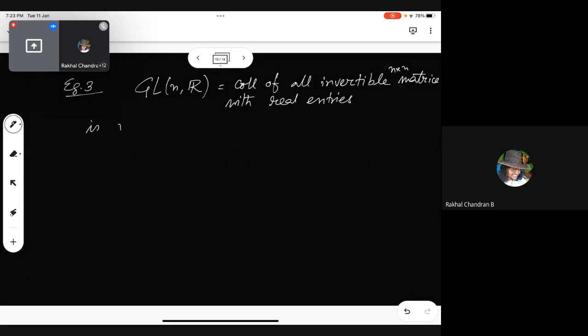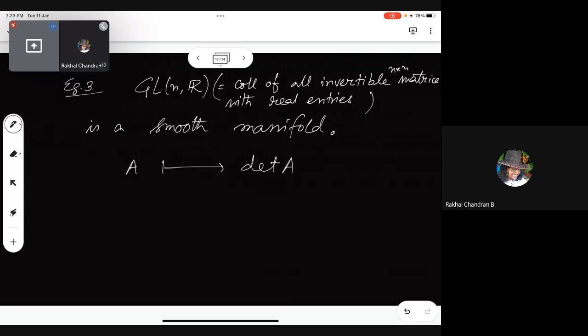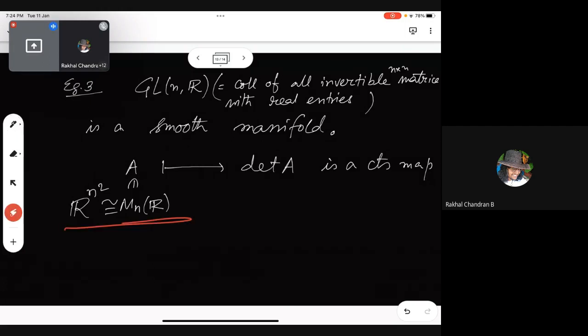So this GLnR is a smooth manifold. Can you show how it is? Yeah, so how do you show it? It is an open subset of R^(n squared), right? So you look at the map A goes to det A. This is a continuous map, right? It goes from MnR, the set of all matrices, which is identified with R^(n squared). Each of the matrix entries is a real number, so if you write them in one single row, you get R^(n squared).